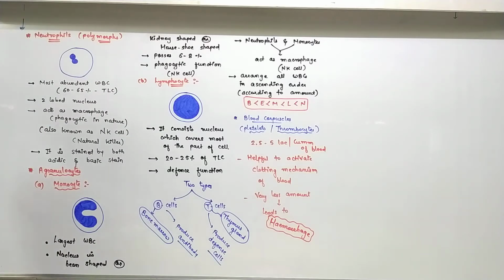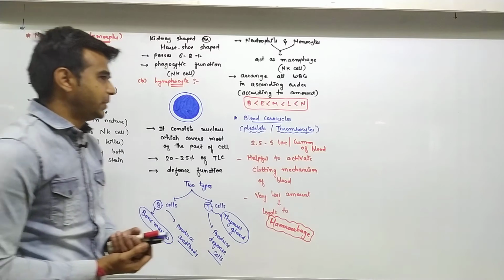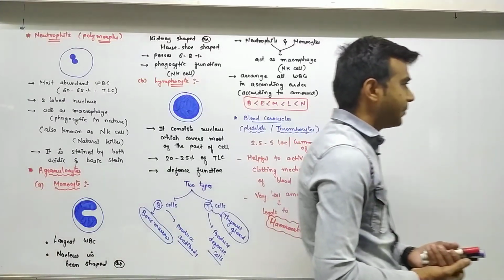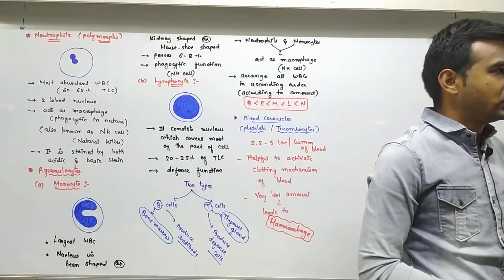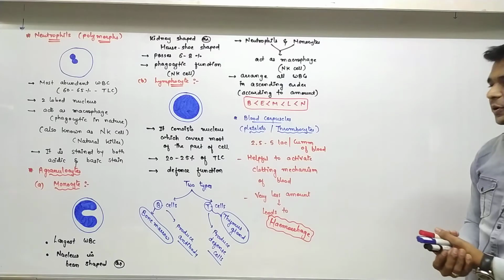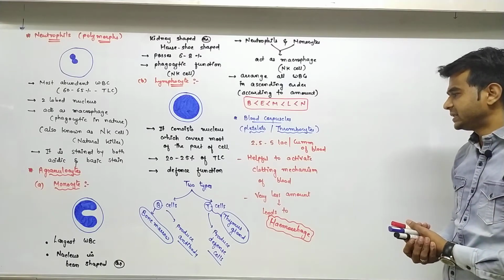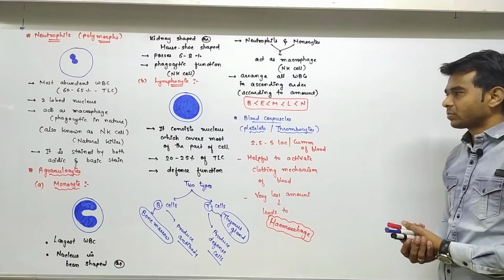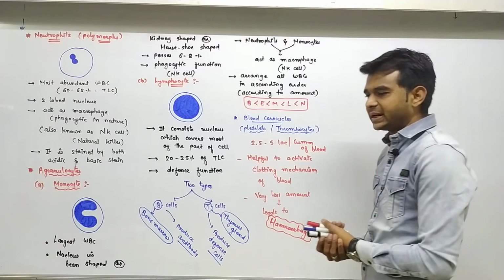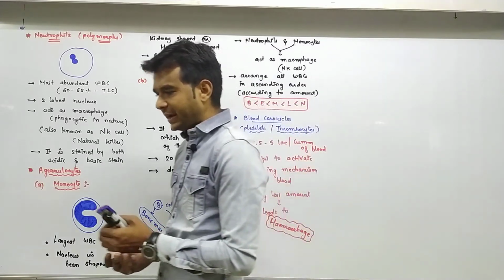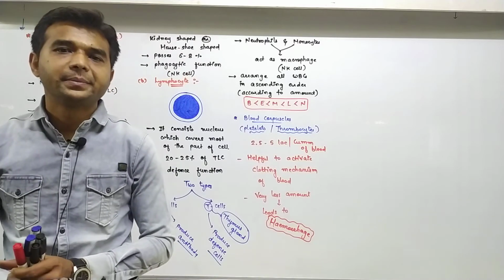Platelets are normally present at 2.5 to 5 lakh per cubic mm of blood. So in 1 cubic mm of blood, 2.5 to 5 lakh is the normal amount. Why are these known as thrombocytes? Because at the time of rupture of an artery, bleeding occurs.